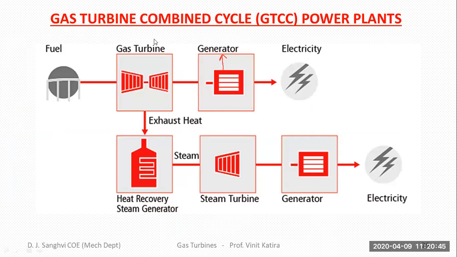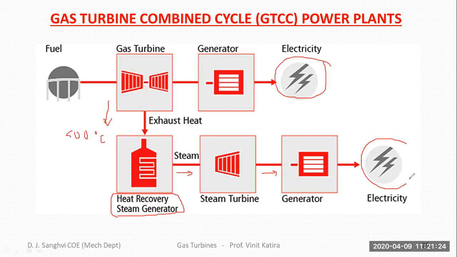The exhaust gases that leave the turbine over here still have a lot of energy. As I mentioned, in most cases they are above 400 degrees Celsius. So they are allowed to pass through a heat recovery steam generator. Here the heat energy is transferred to water to convert it into steam, and then that steam is sent to a simple steam turbine, which is coupled to a steam generator. So you have electricity generation from your gas turbine as well as from your steam turbine.